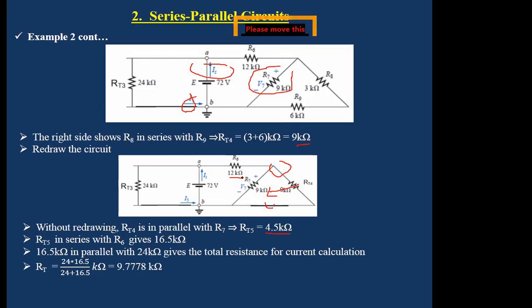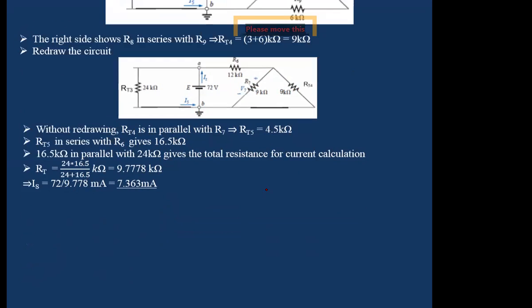So you now have two branches, one with 24 ohms and the other one with 16.5 kilo ohms. Then the other total, if you check on these two nodes, you realize that this side and that side share the same node, which means this side is actually in parallel with that side. So 24 is now in parallel with 16.5, and we get to 9.778 kilo ohms. That means the total supply current from the source will be equal to the total voltage over the total resistance of the circuit. You get to 7.63 milliamps, right?